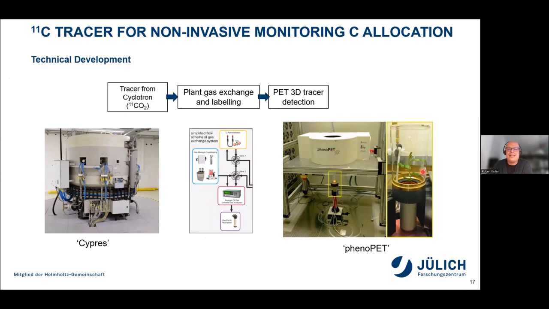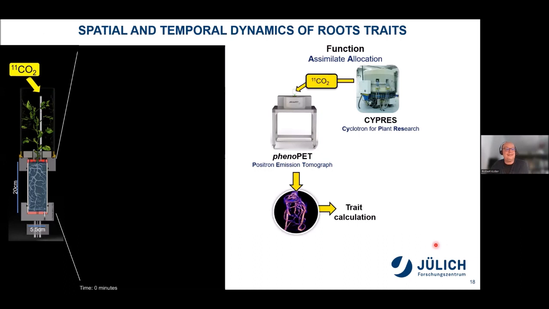And this is how it looks. We have here a pea plant as an example, where we can label the shoot with CO2. Then the plant takes it up and transfers it from the shoots to the root system. And how a typical image of a tracer looks is this.